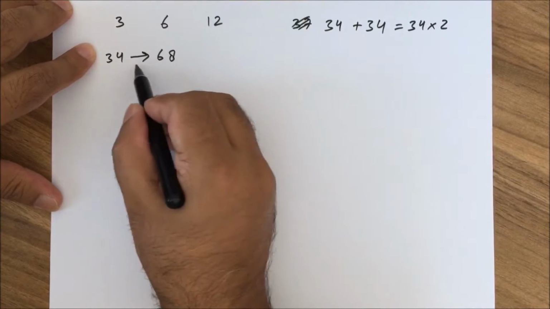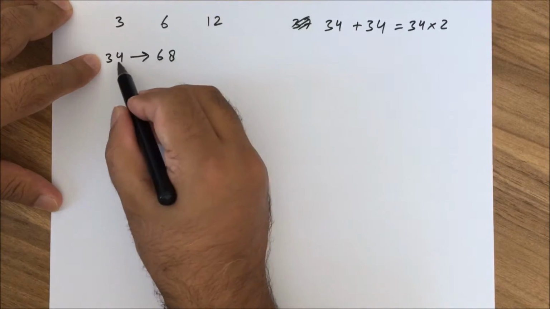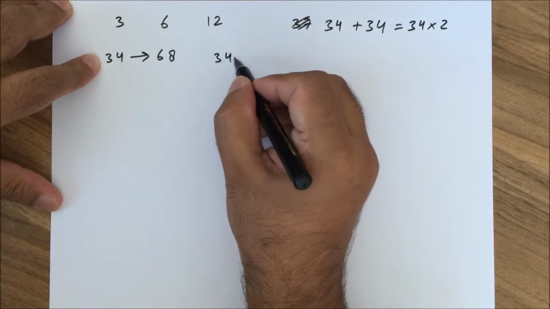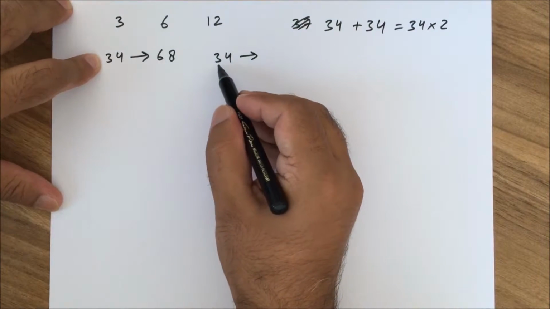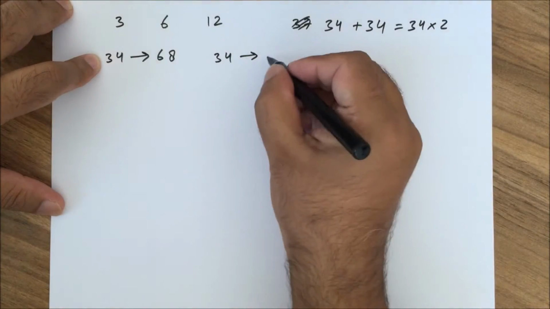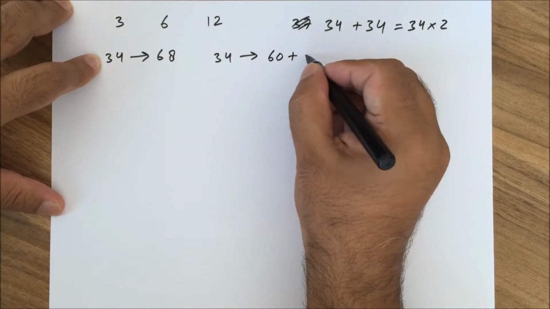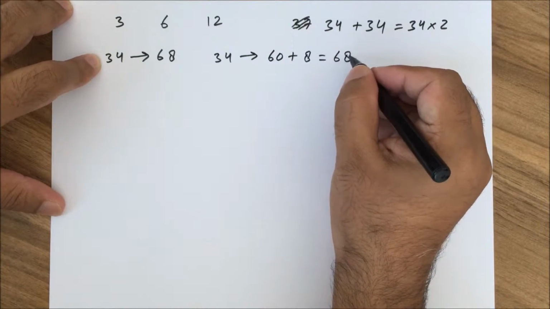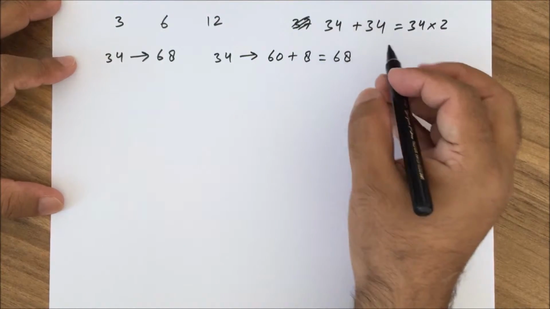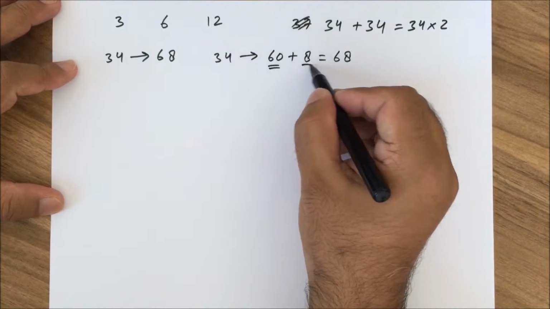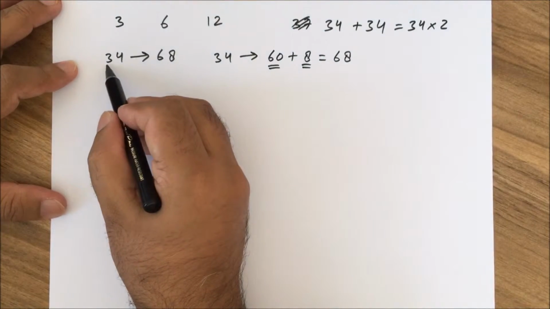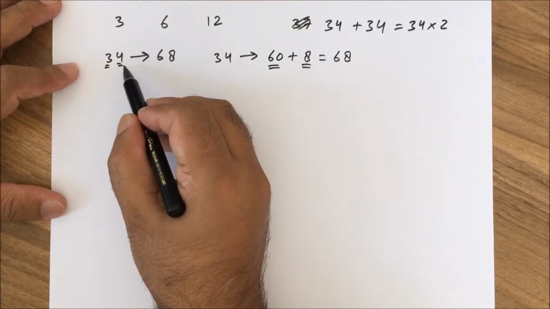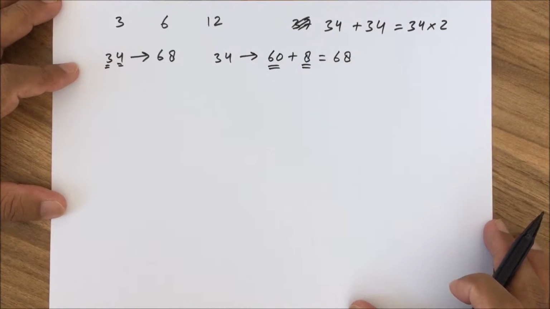Now you can do two things. You can either do it like that, double of 3 is 6 and double of 4 is 8, or you can do, because 34 is 30 plus 4, double of 30 is 60 and double of 4 is 8. You can do it like that to make it 68. So separately you can do 60 and 8, or you can just see the digits only. Double of 3 is 6 and double of 4 is 8.